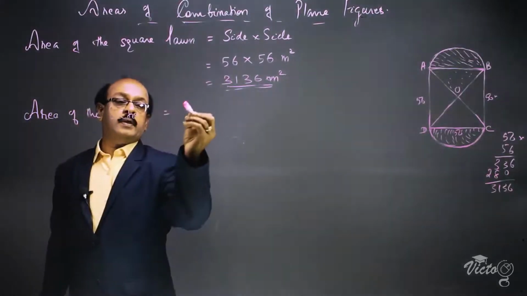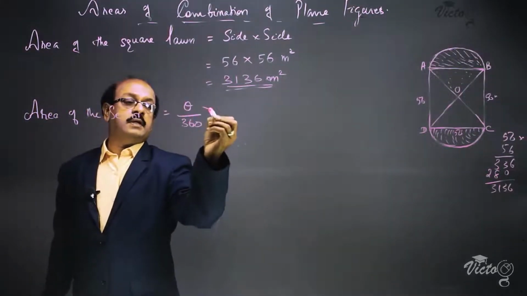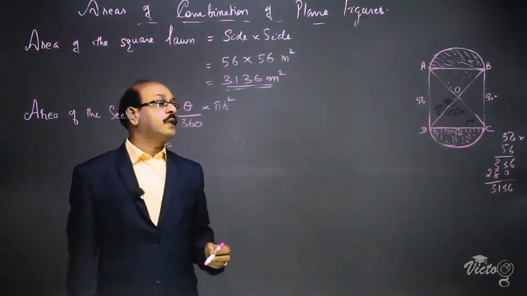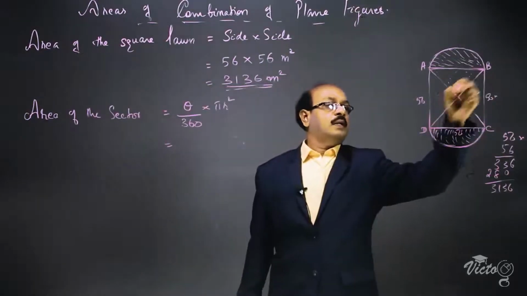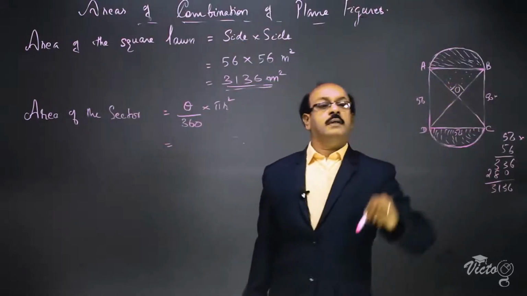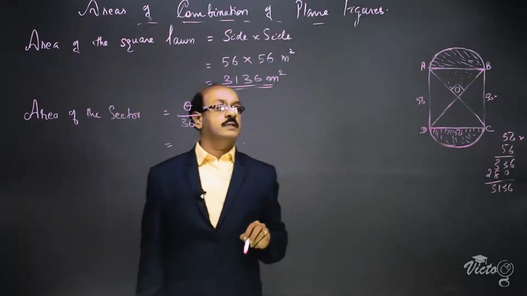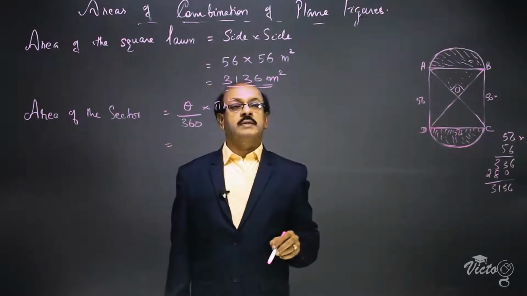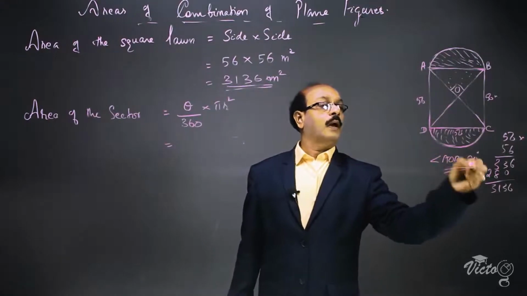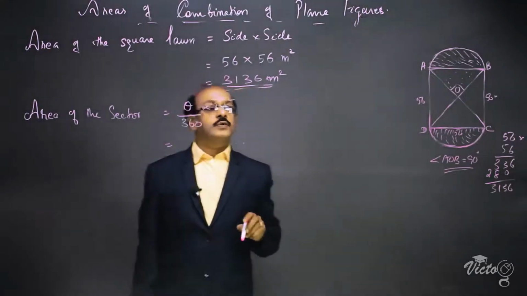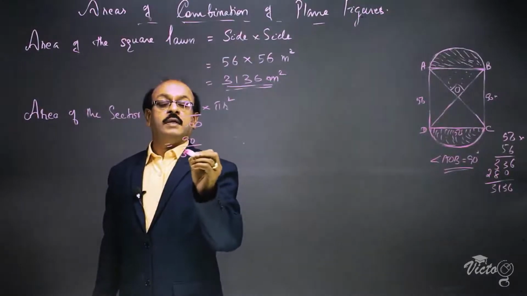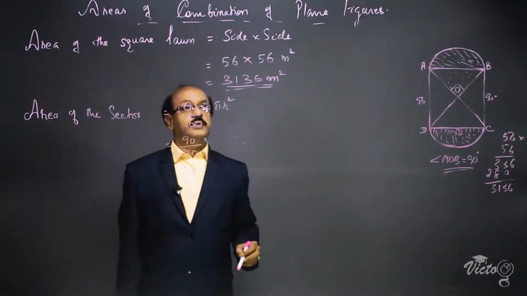Formula is theta by 360 into pi r square. Theta is 90 degree because AC and BD are the two diagonals of the square and here is the angle theta. The diagonals of the square are perpendicular bisectors. So, the angle AOB is equal to 90 degree. That means diagonals of the square are perpendicular to each other. So, it is 90 by 360 into the value of pi, it is 22 by 7.